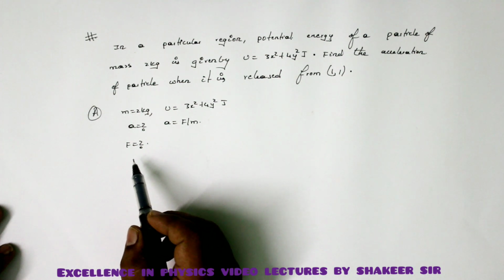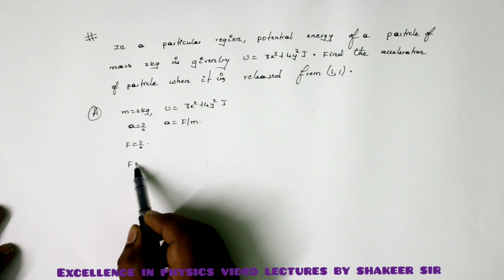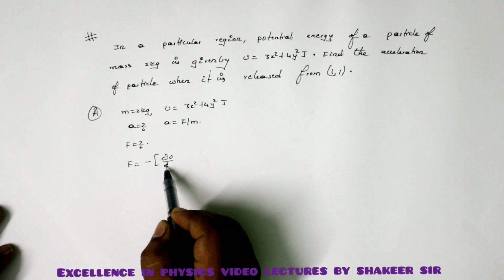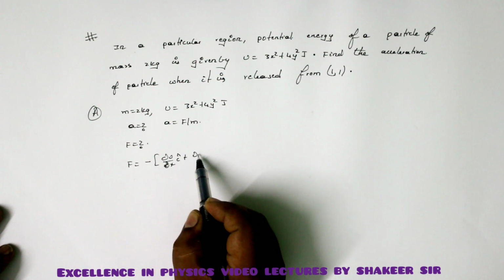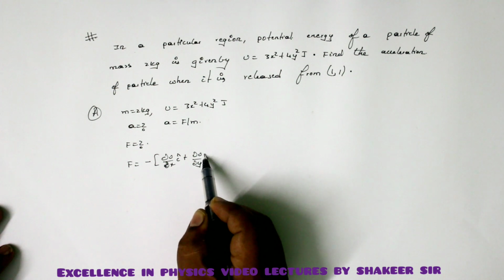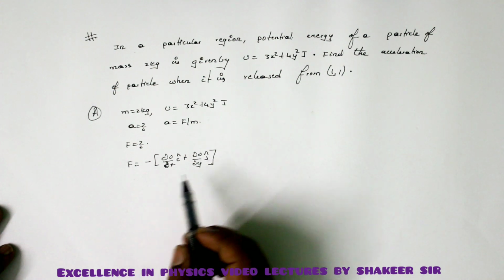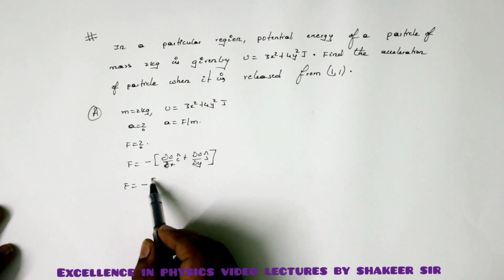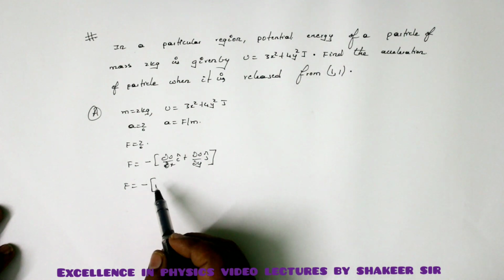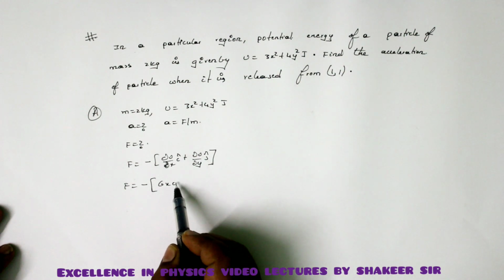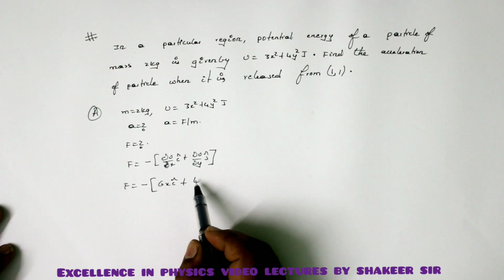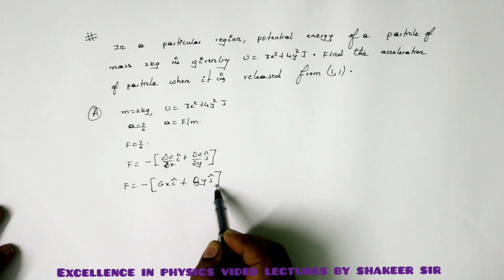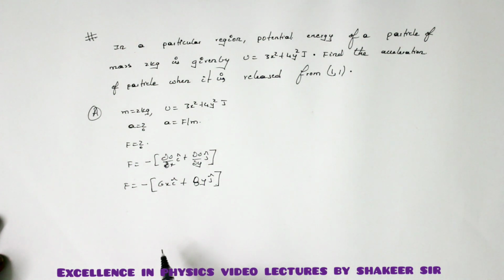So we have a relation between force and potential energy. So force is equal to negative of dou U by dou x i cap plus dou U by dou y j cap. So this is the relation. According to this relation, F is equal to minus of, so this is the given equation which I have, it will become 6x i cap plus 4 2s are 8, 8y j cap. So this is the equation for force.